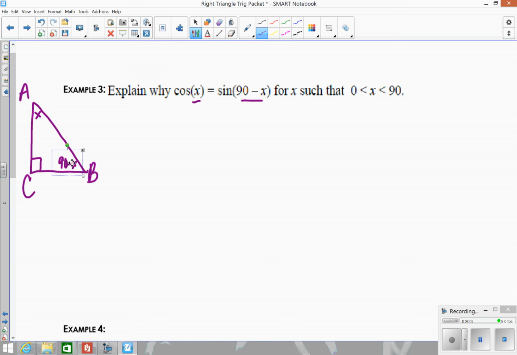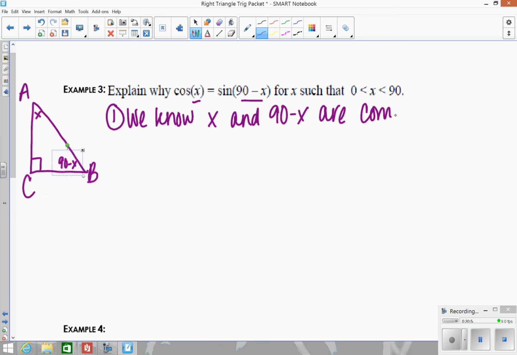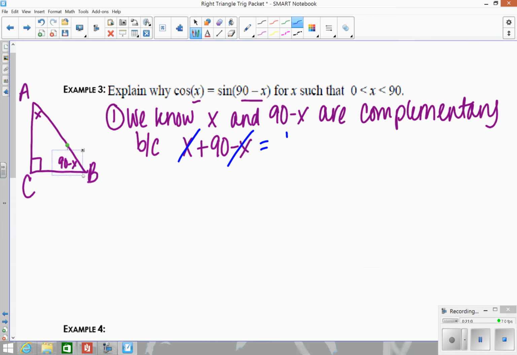We know, first of all, that A and B are going to be complementary. So we know that x and 90 minus x are complementary because if we actually add them up, x plus 90 minus x, cancel out the x's, it equals 90 degrees. So that's the first part. So we know that this only is going to work when the angles are complementary.